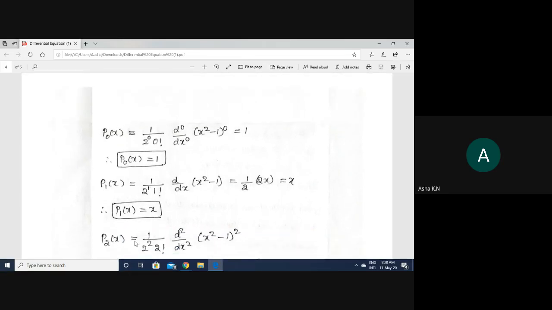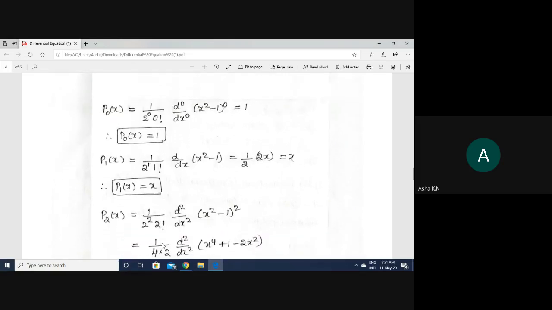Now P2 of x is 1 by 2 power n, n value is 2, n factorial, that means 2 factorial, d power n by dx power n, again I have taken n is 2, x square minus 1 whole power 2. Okay, again wherever n is there in Rodrigue's formula, we have taken 2 here. Now, x square minus 1 whole square is there. Carefully do this, using the a minus b whole square formula. And it is 2 times differentiation. You should take care of that also.